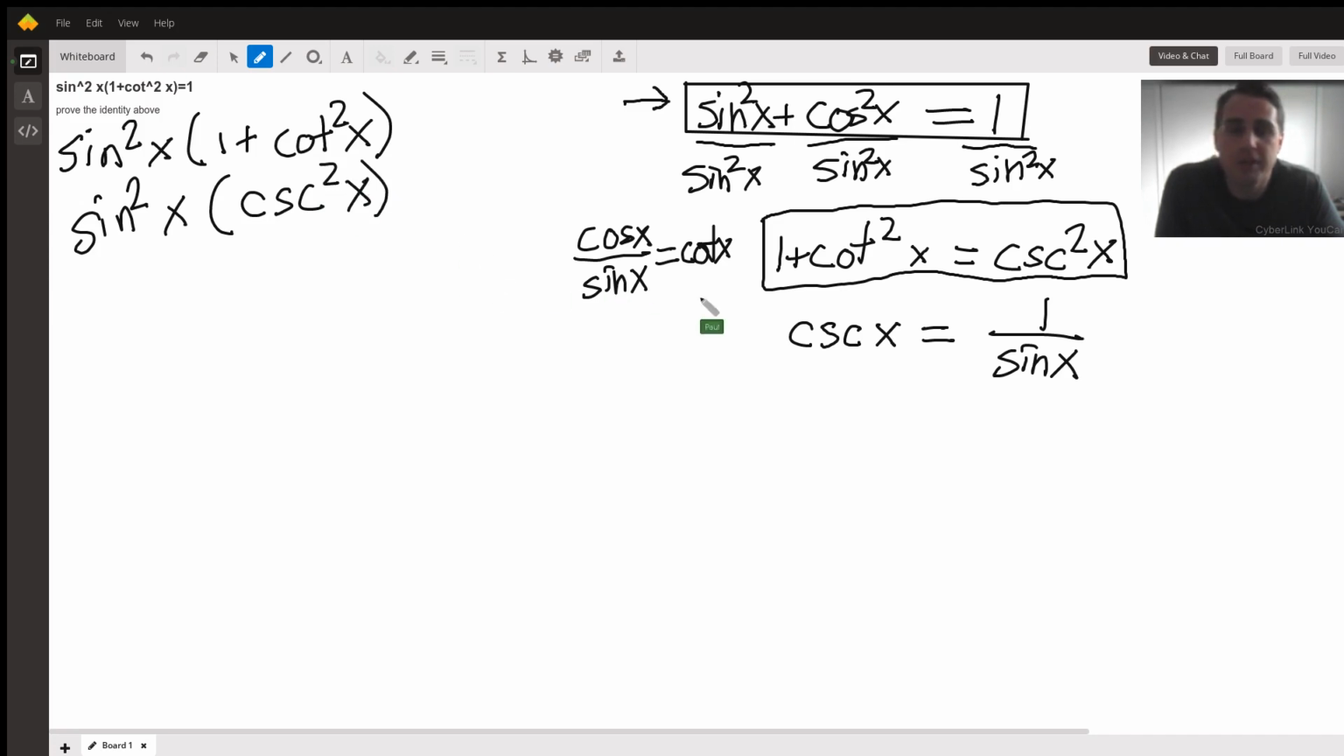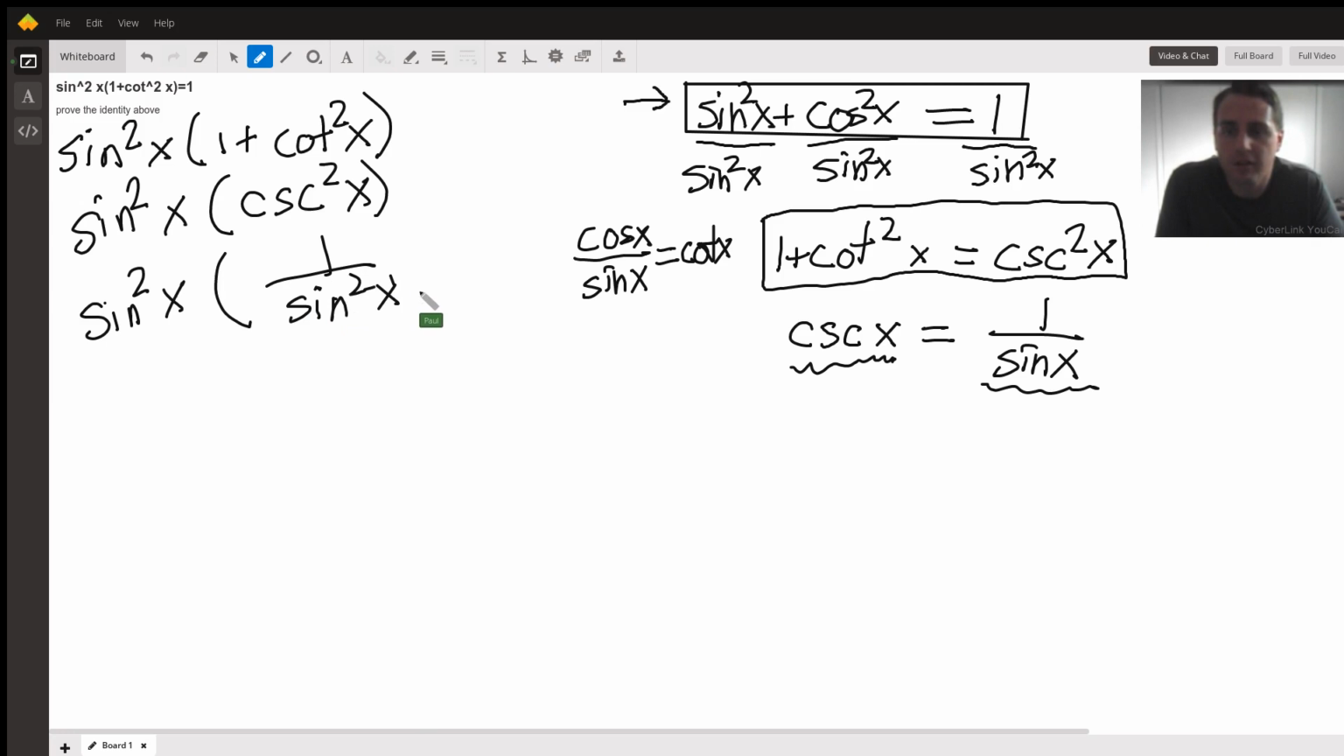All right, and then now let's use this last identity, that cosecant x is written as its reciprocal function, that's 1 over sine x, because they're reciprocal functions of each other like so. So if we square it, that's the same thing as squaring this equation. So then we would have sine squared x times 1 over sine squared x, and sine squared x over sine squared x, those are exactly equal terms, so that's equal to 1.